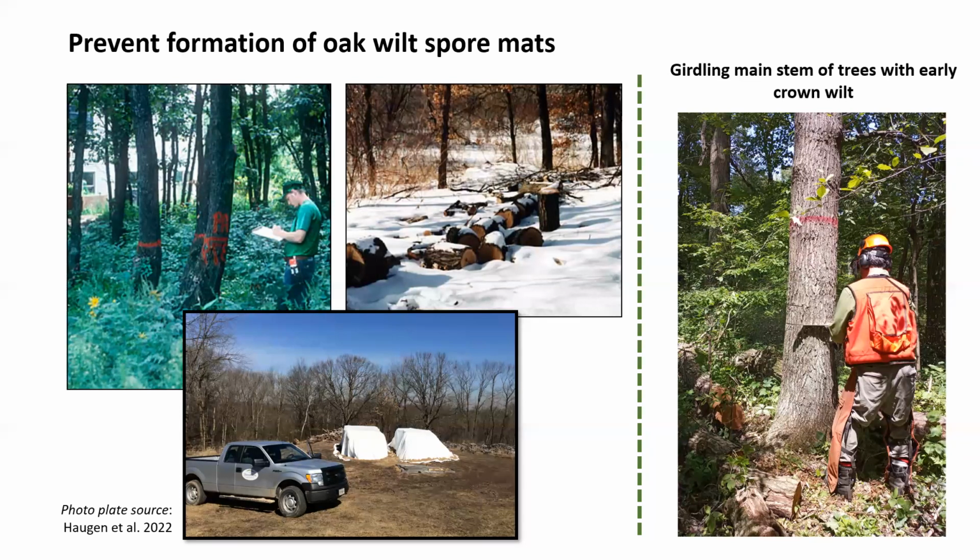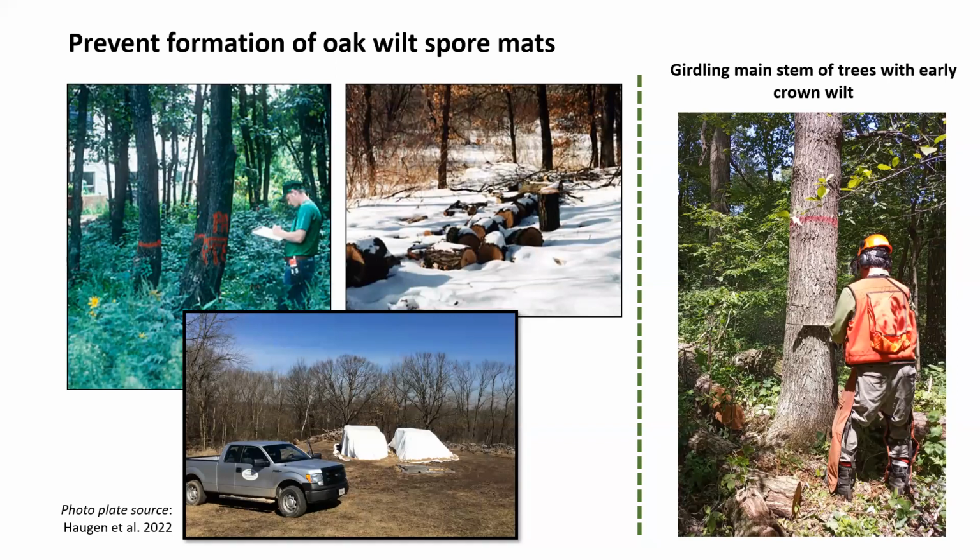Another way that's not well known, but is documented through the years, through the decades, is to girdle the main stem of trees that are exhibiting early crown symptoms, if it's picked up during a detection survey in the summer. And you see, not quite obvious, but the forester who works with me is shown here with a chainsaw doing 2 encircling cuts on a tree that had a 50% crown wilt rating.